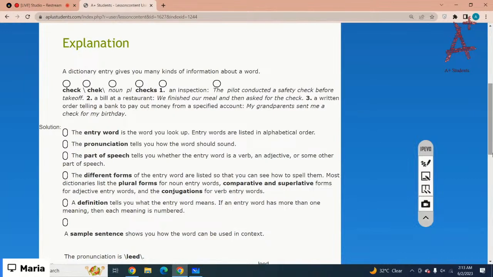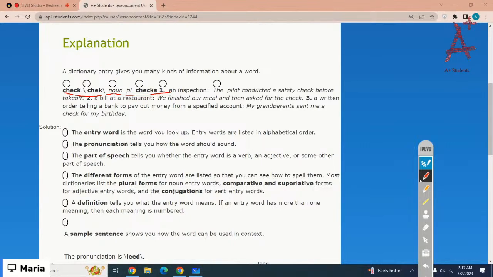They have different sounds. The part of speech tells you whether the entry word is a verb, adjective, or some other part of speech. So you can see in a dictionary, you have a word written, and then you have some things written between slashes. Got it? So this is the explanation of these things. Then the different forms of the entry word are listed so that you can see how to spell them. Most dictionaries list the plural forms for noun entries, comparative and superlative forms for adjective entries, and conjugations for verb entry words. Got it? You can find the forms of words also on the same page.